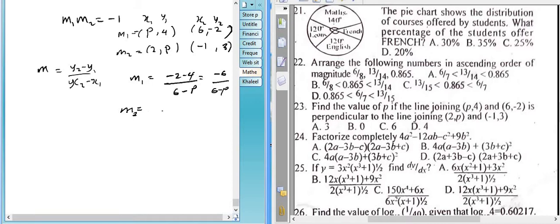For the m2, it's going to be equal to y2 minus y1, that's 3 minus phi, all over x2 minus x1, minus 1 minus 2, which is equal to 3 minus phi all over minus 3. Then m1 m2 is equal to -1 for the slopes to be perpendicular. So from here we can make this m2 times m1.